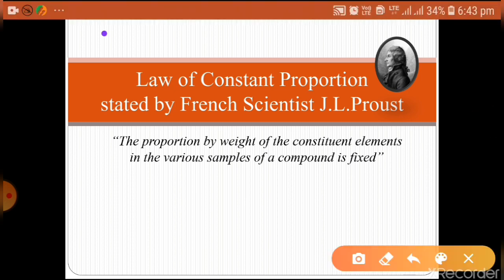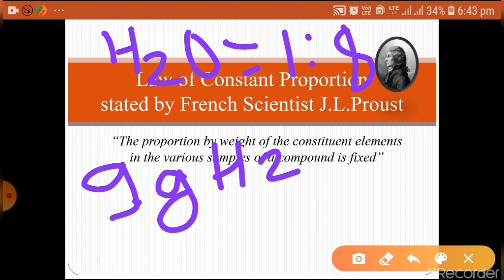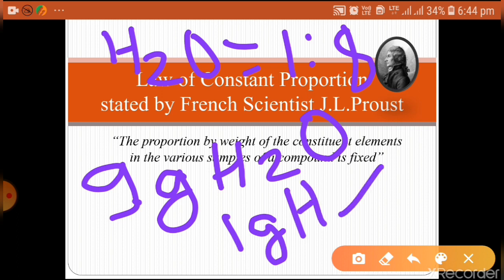Means, for example, if you take H2O, here we are not taking the ratio of atoms, that is 2:1. Here we are taking the ratio of their weights, their atomic mass. So that's why we studied the atomic mass earlier. So here if you take H2O, the ratio of the mass of hydrogen and oxygen will always be 1 is to 8. Means if you take 9 gram of water, it will contain 1 gram hydrogen and 8 gram oxygen.